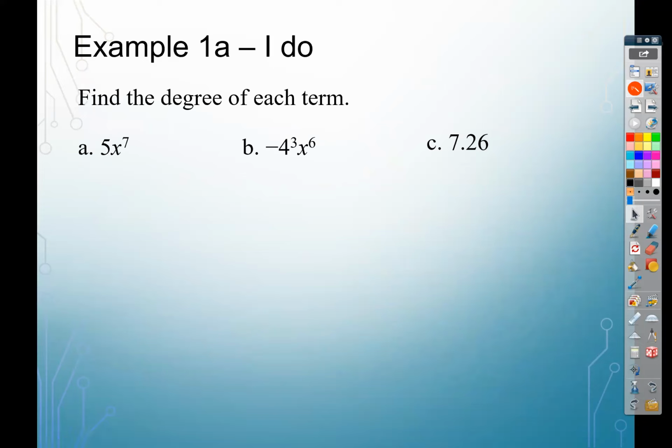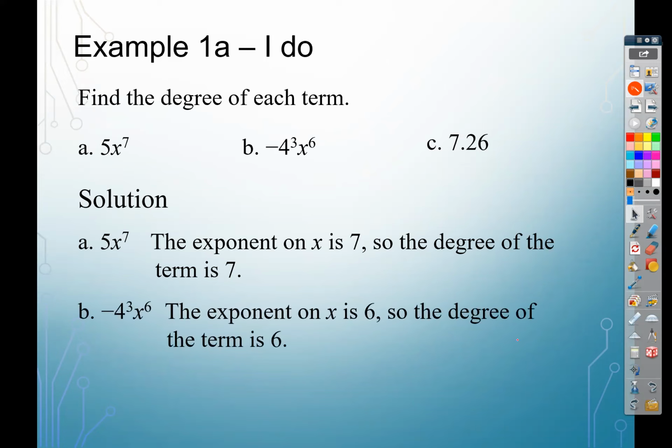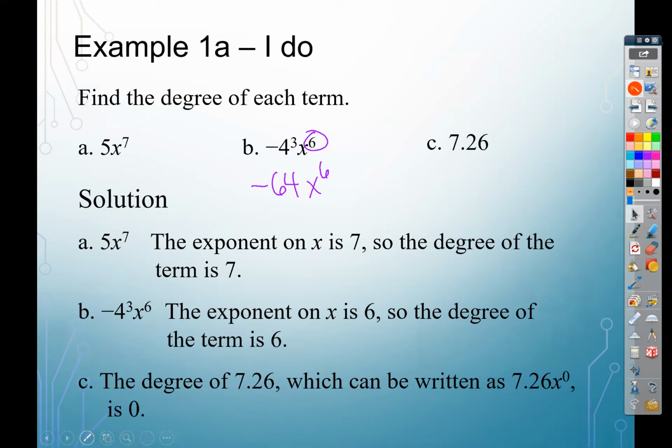So number 1 says find the degree of each term. So in A, the exponent on the x is 7, so the degree is 7. On B, the exponent on the x is a 6, so the degree of the term is 6. Remember, the degree is only on the variables, because this -4 cubed could actually be written -64x to the 6th. So the degree is 6. And on 7.26, there is no variable. It could be written as 7.26x to the 0, but if it's constant, your degree is always going to be 0.